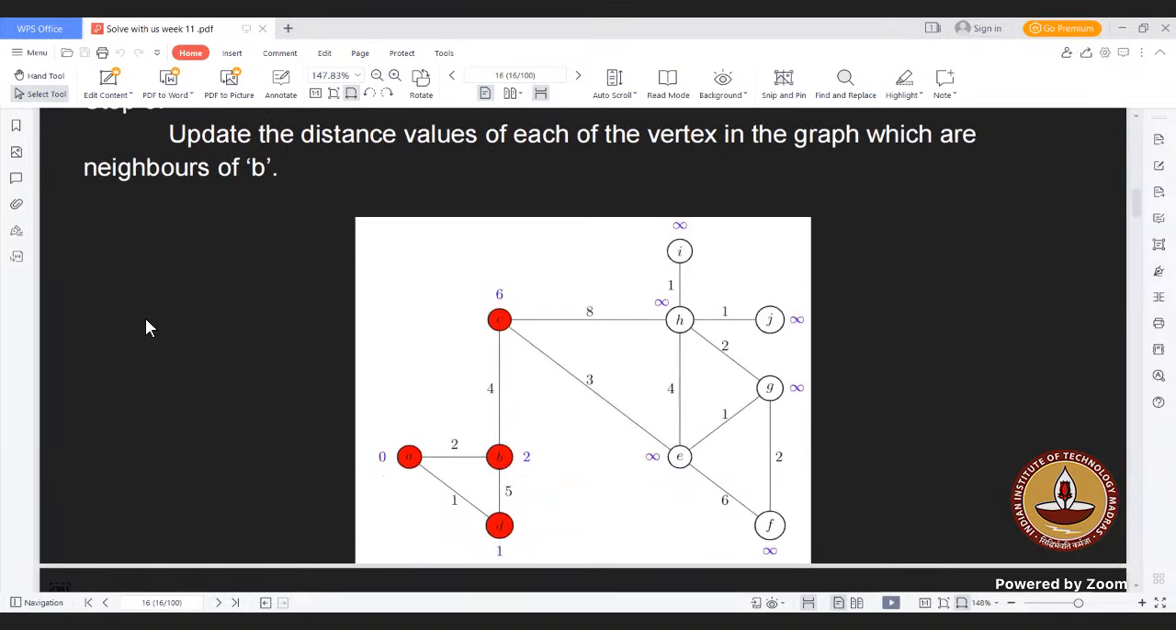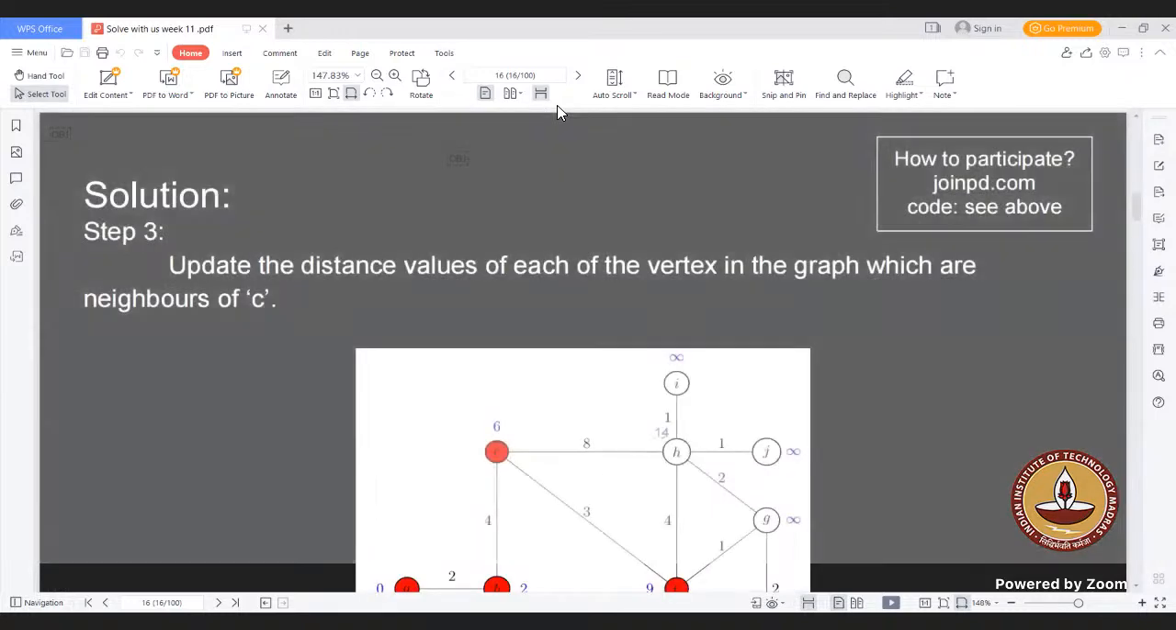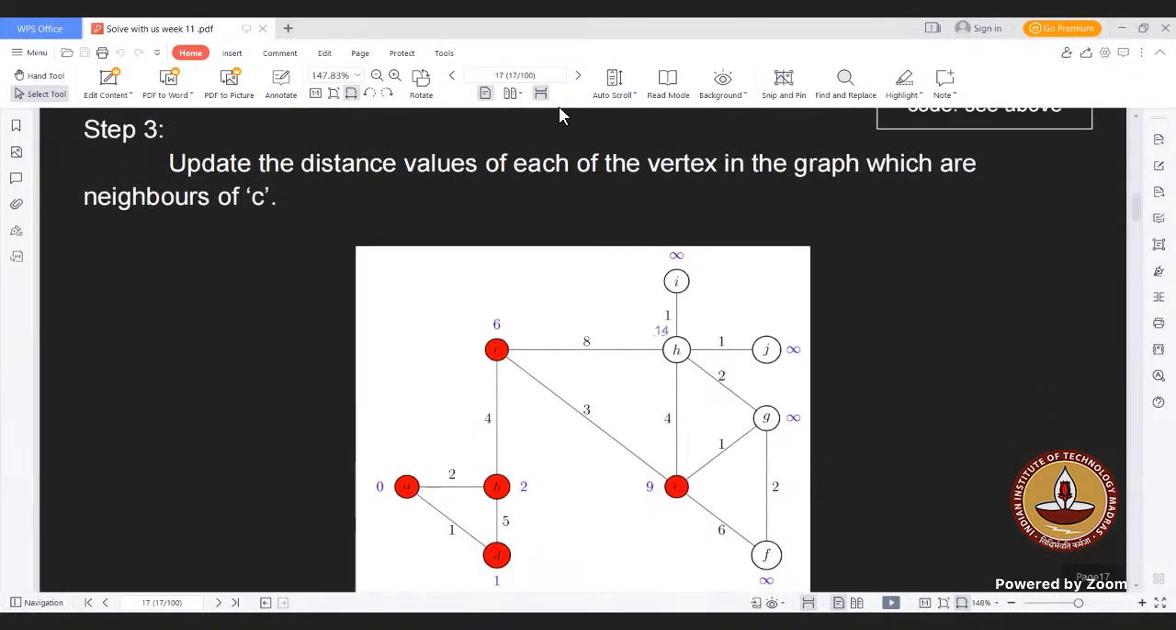From C we can go to E and H, correct? So what will be the H value right now? 8 plus 6, 14. And then E, 6 plus 3, 9. So this will be 14 and 9 respectively. Okay. So first we'll go to E because it is the shortest.